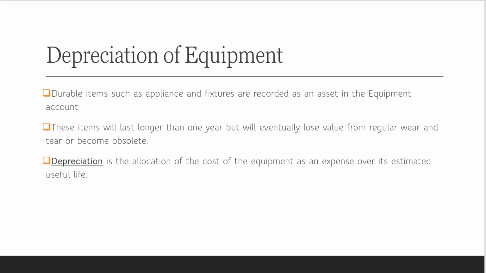All right, so let's talk about depreciation. Our big ticket items in a business, such as photocopiers, tractor trailers, all that kind of stuff, we don't just break them up over monthly time and say this much was used, okay? They're considered fixed assets. Fixed assets are durable items such as appliances and fixtures, all right? And they are big ticket assets that our company has. They will last longer than a pencil, right?